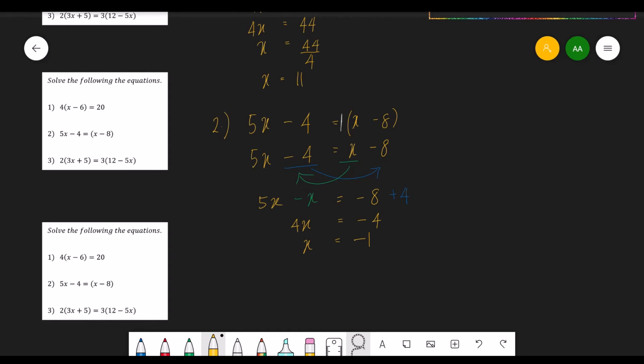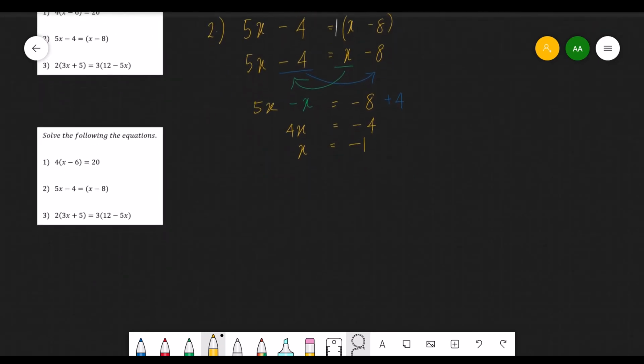Not so difficult. So let's move on to the last example that we have here. 2 bracket 3x plus 5 equals to 3 bracket 12 minus 5x. This round we have to expand both sides of your equation, and then we proceed to repeat the same steps that we have been doing, moving each of the terms to the left and right hand side, simplification, and then proceed to solving them. So let's proceed with this one.